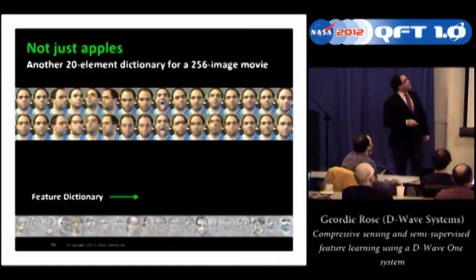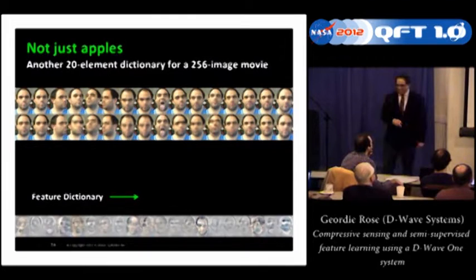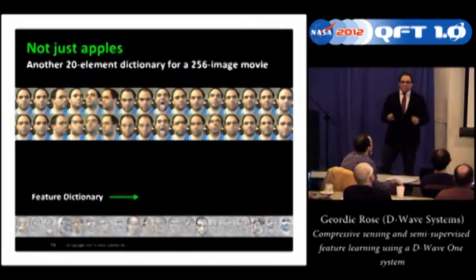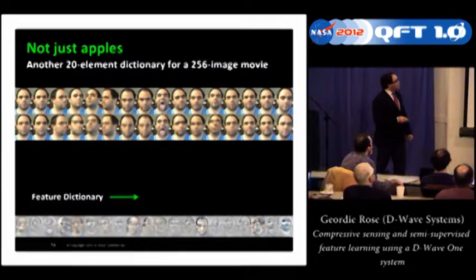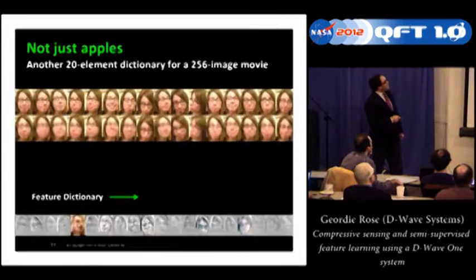Now, this, of course, is not just for apples. You can do this with any information. There's my face. So this was inspired by a data set called the Frey Faces data set. A guy named Brendan Frey moves his face around, and you want to try to do things with it. So this is a 20-element dictionary for a 256 image movie of me moving my face around. There's my colleague Suze Gildert.